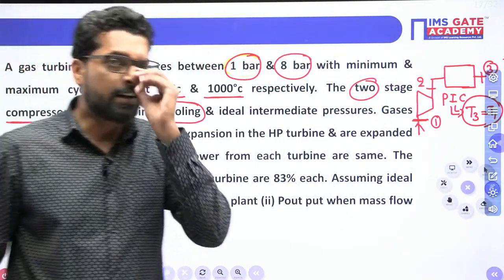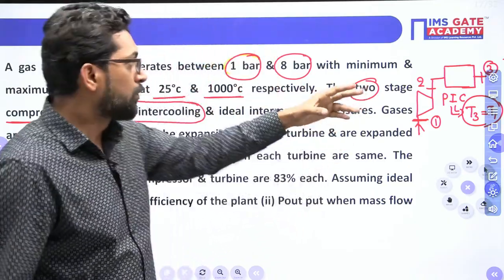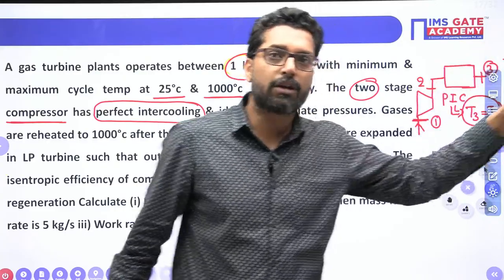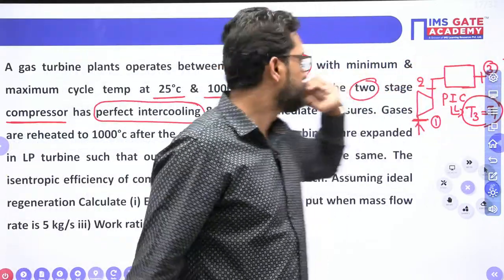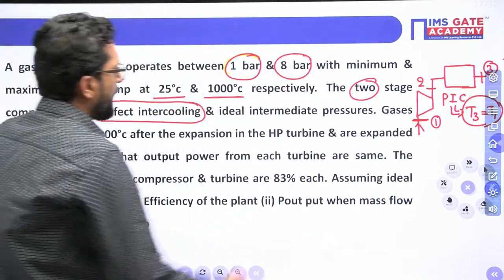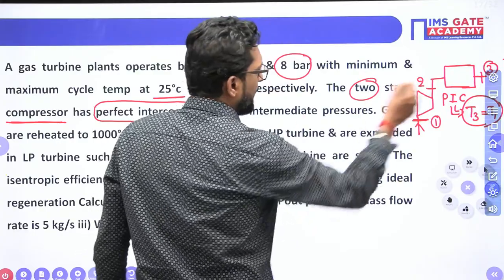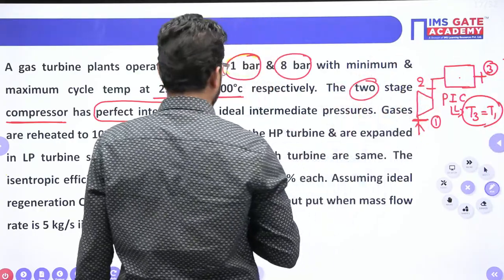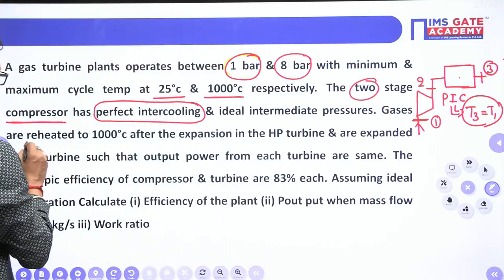That means the perfect intercooler has a capacity such that the temperature at the inlet to the compressor is same as the exit from the intercooler. And this is done by ideal intermediate pressure. Gas reheat, now it is reheated.